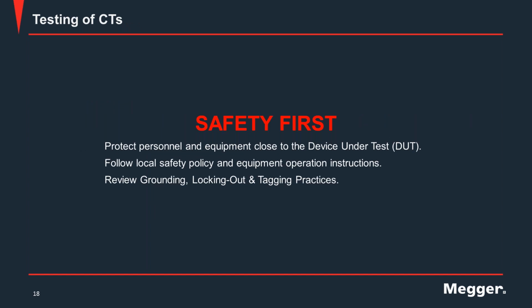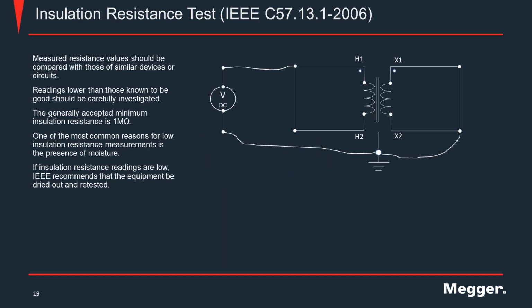But before we do the testing of the CT, of course, it's very important that we consider safety first. We need to protect our personnel and equipment, and we need to follow the local safety policy and equipment operation instruction. And very, very important is to check the grounding, the locking out, and if the CT is already installed in the system, that we make sure that our tagging is correct, for safety purposes.